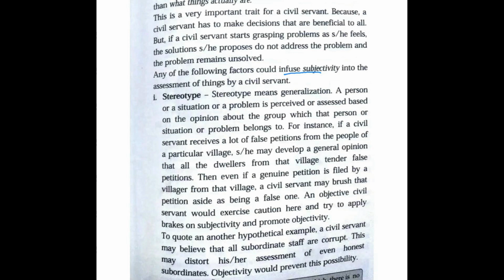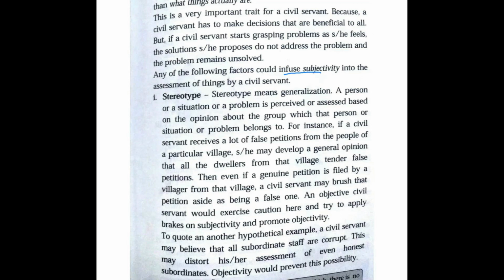So stereotype, you should always avoid stereotype because stereotype एक बार आ गया तो प्रॉब्लम क्या है ना, मतलब जैसे कि हम नॉर्मल लाइफ में जजिंग बोलते हैं, हम जज कर लेते हैं. जब हम एक पर्टिकुलर स्टीरियोटाइप को जज कर लेते हैं तो जब जेन्युइन प्रॉब्लम होता है, देन वी कांट एड्रेस दैट बिकॉज दैट स्टीरियोटाइप हैड ऑलरेडी एम्बेडेड इन आवर माइंड्स. इट्स वेरी डिफिकल्ट टू गेट रीड ऑफ दैट स्टीरियोटाइप. An objective civil servant would exercise caution here and try to apply brakes on subjectivity and promote objectivity. एक सच्चा सिविल सर्वेंट या फिर ऑब्जेक्टिव सिविल सर्वेंट हमेशा यहाँ पे स्टीरियोटाइप को अवॉइड करेगा. He will always avoid stereotype.